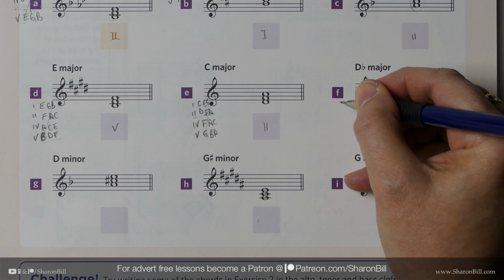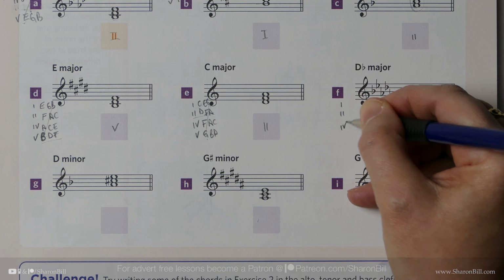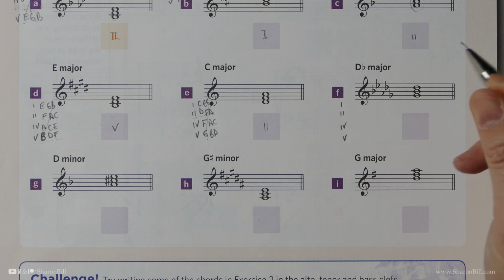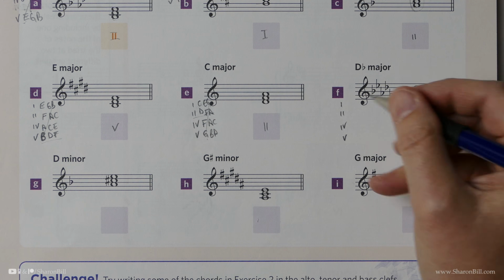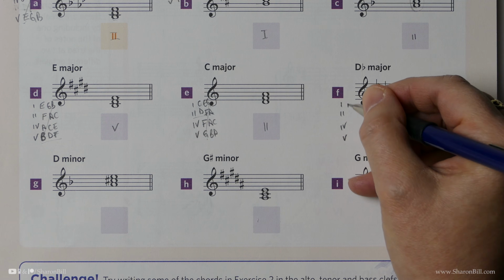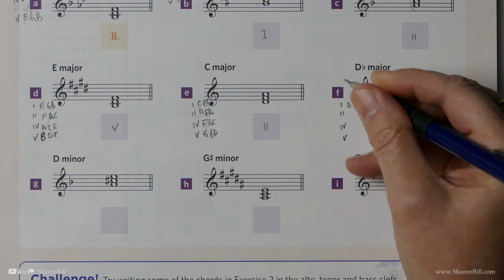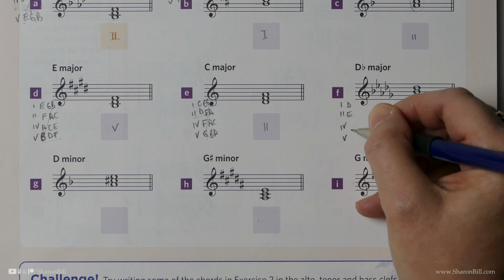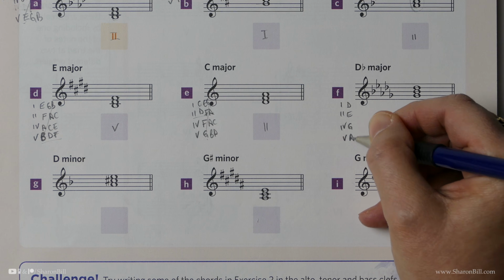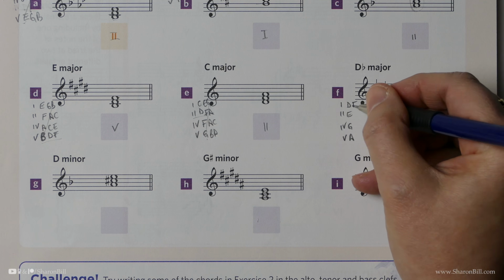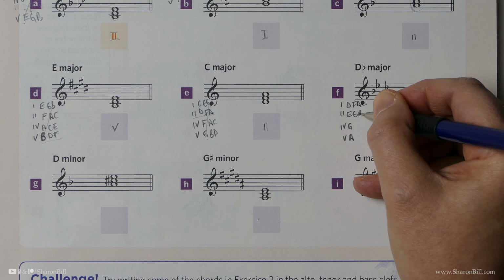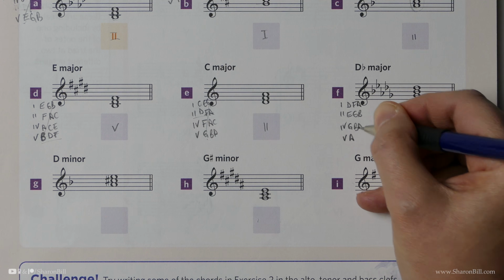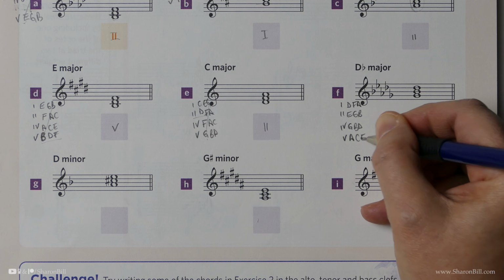So we have the options chords 1, 2, 4 and 5. And we're in D flat major, so we have D flat, but I'll let the key signature do all the flats. D, E, F, G, A. So D, F, A is chord 1, E, G, B is chord 2, G, B, D is chord 4, A, C, E is chord 5.